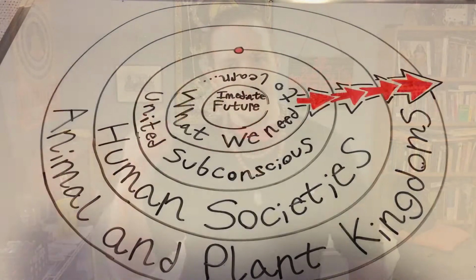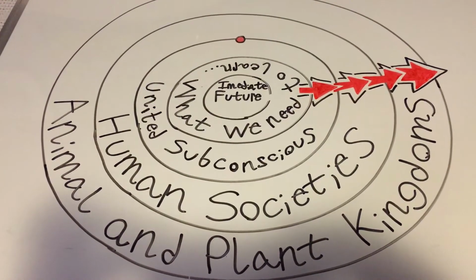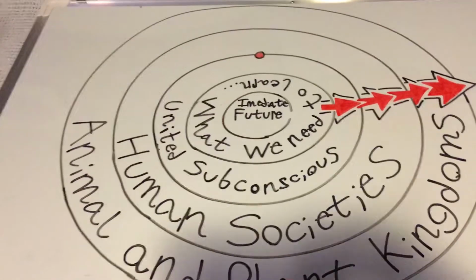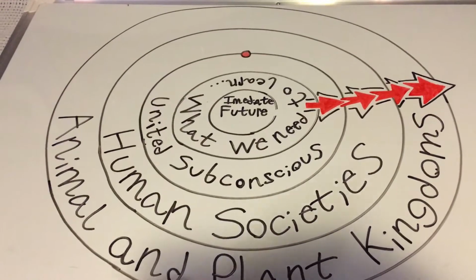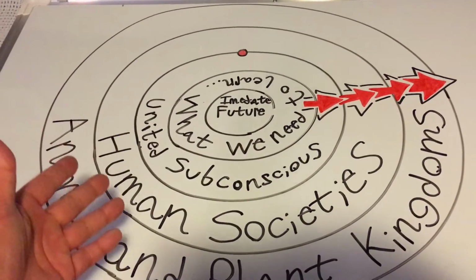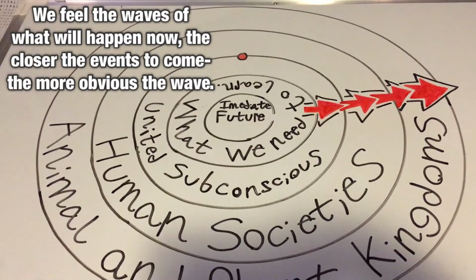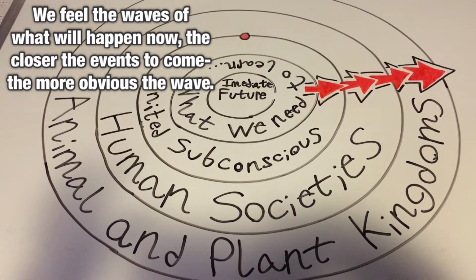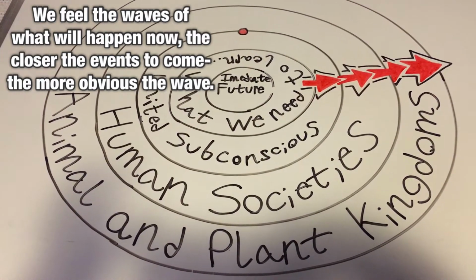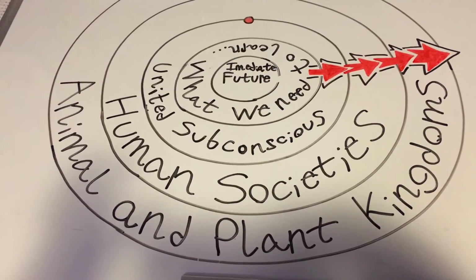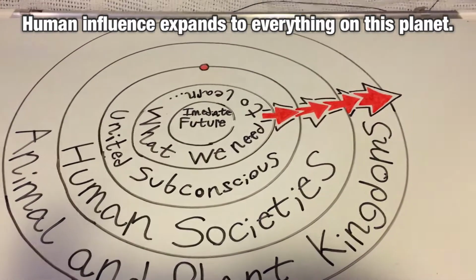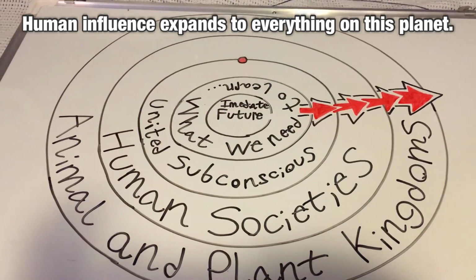So I'll show you what I have set up on my dry erase board. This is the layout I'm going to use to cast my runes upon. You can see plainly labeled the different spheres of influence. Of course, in the center we have immediate future, and then that's expanding out to what we need to learn, and then united consciousness, subconsciousness, and that basically encompasses united human subconsciousness, and maybe a little bit of the animal kingdom and plant kingdom as well, but the united human subconscious is what is concerned mainly here, and then it expands out into human societies and animal and plant kingdoms. We also have these red arrows that represent how it expands and in what direction.